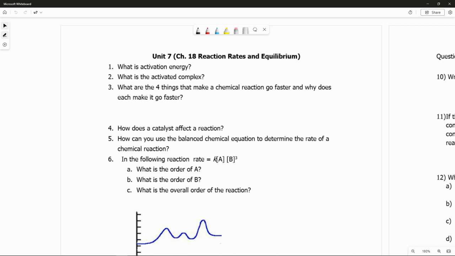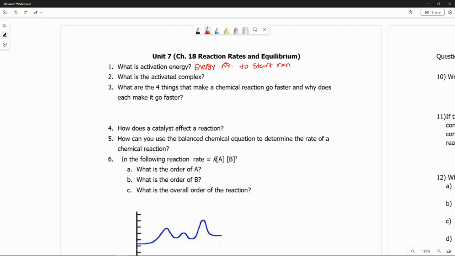All right, let's cover Unit 7, which is reaction rates and equilibrium. Starting off with number 1. What is activation energy? Activation energy is the energy needed to start a reaction. So energy needed, so required to start reaction. And the abbreviation for reaction is RxN.